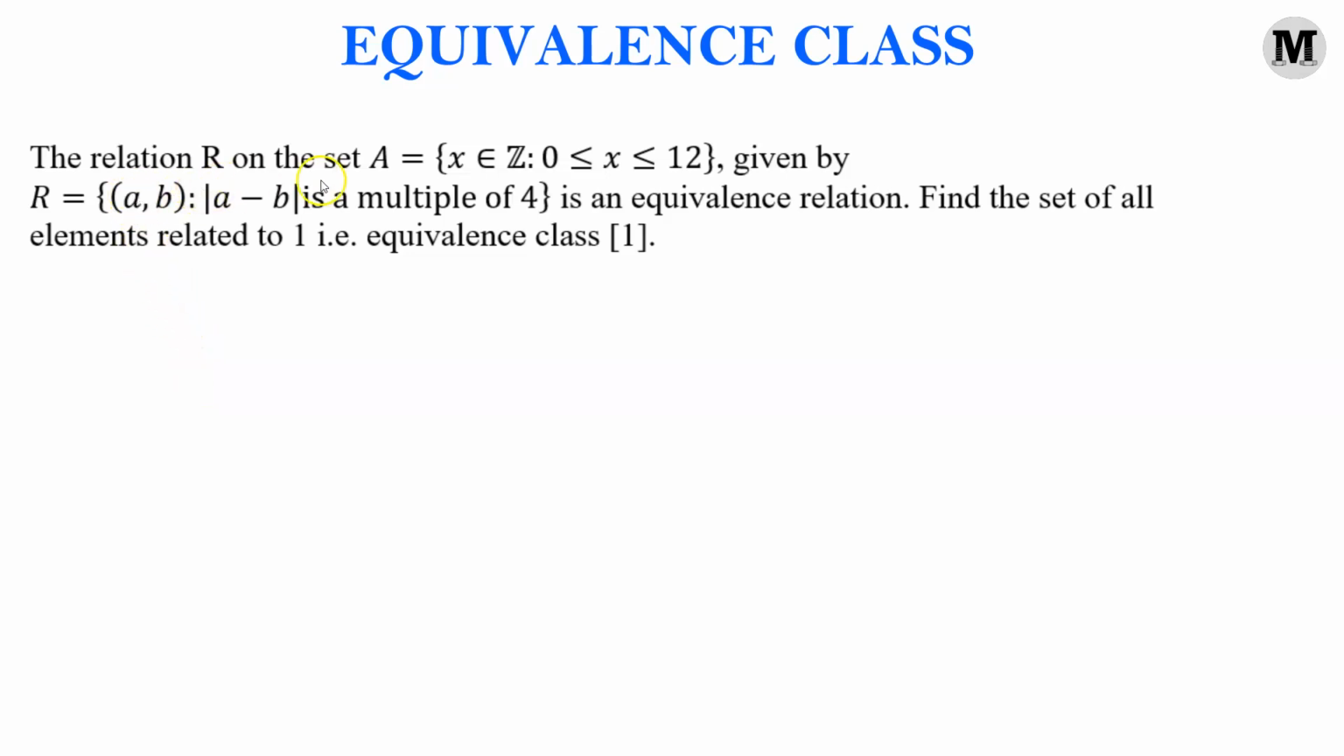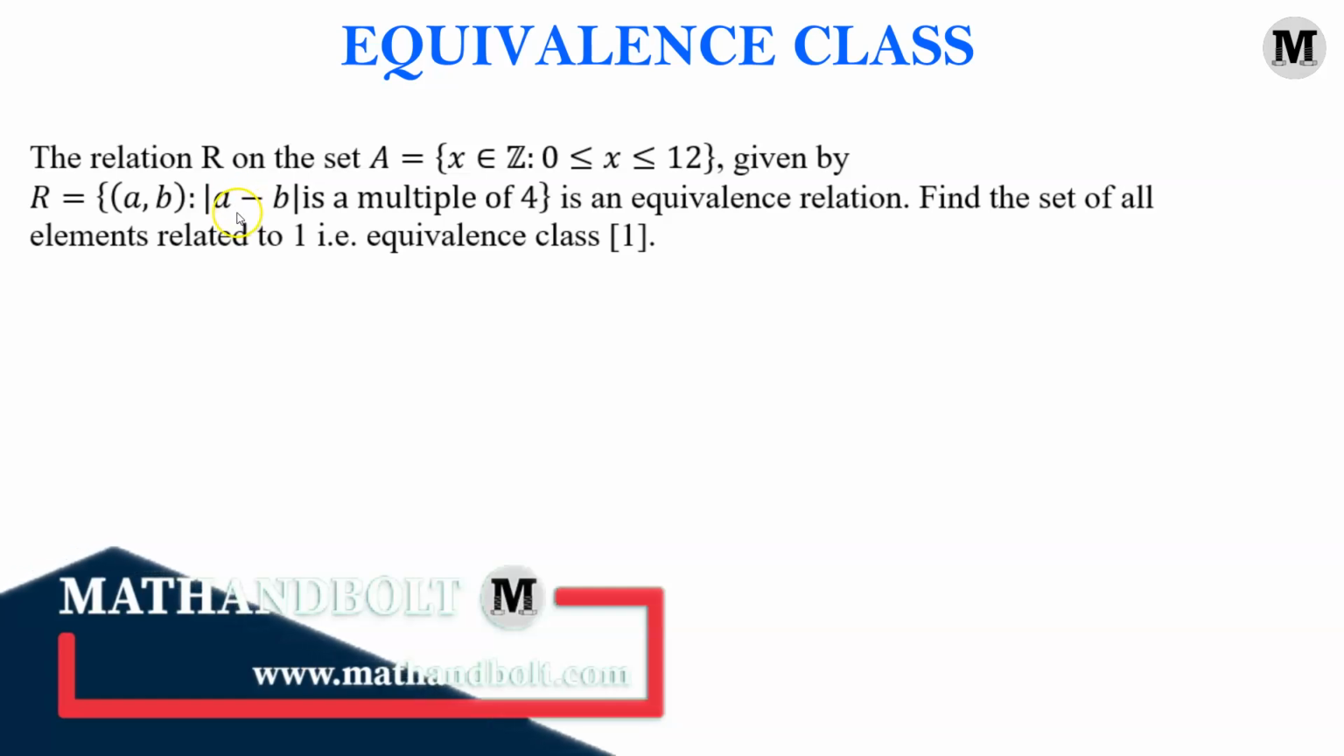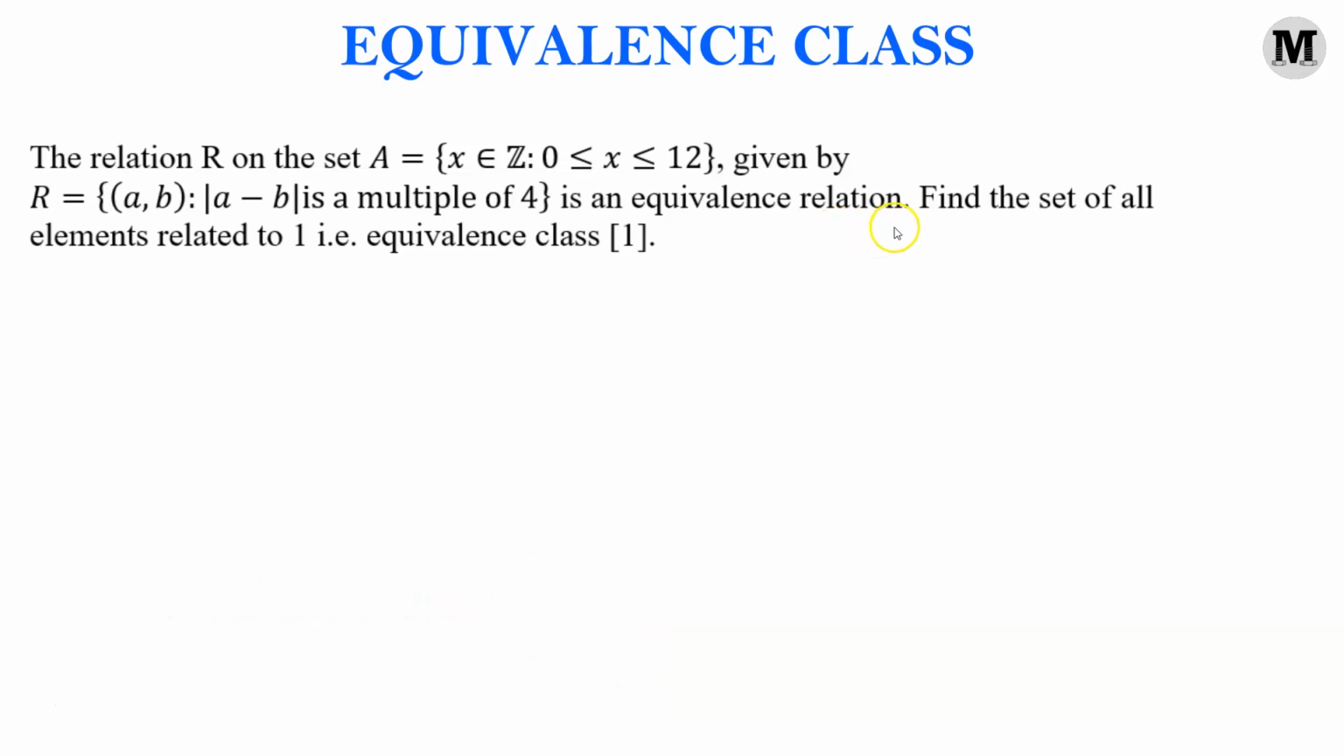The relation R on the set A, where A is a set containing the elements x belonging to the set of integers and x lies between 0 and 12, is given by the relation R containing the set of ordered pairs (a, b) such that the absolute value of a minus b is a multiple of 4, is an equivalence relation. That means R is an equivalence relation. This is already provided to us.